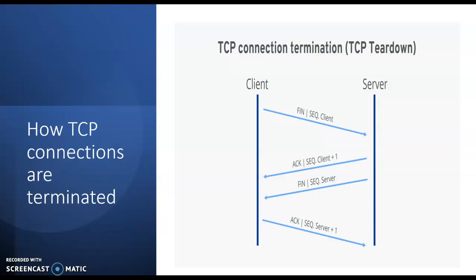Third, when the server has finished with the data transfer, it will also send a FIN packet to which it adds its sequence number also. Finally, it is the turn of the client to send its acknowledgement packet, or ACK packet, including the sequence number plus 1. And this is when it officially terminates the TCP connection to the server.